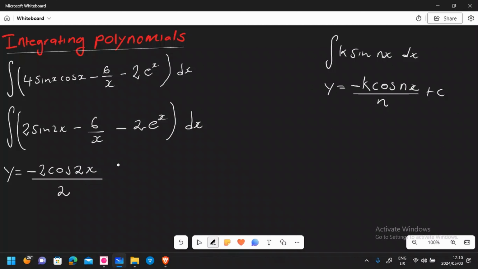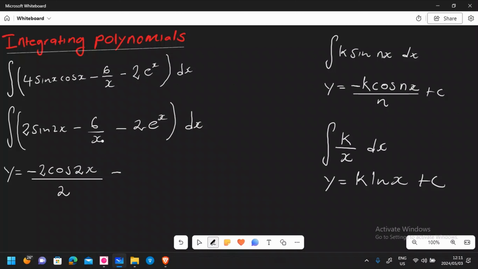Now the second term, we're going to use the second rule for integration, which is the natural log for this one here. Now let me show you again. When you're given something like k over x dx, when you integrate this one, guys, it's going to be k, which is a coefficient, natural log x plus c. So this is the law that you're going to use to integrate this one.